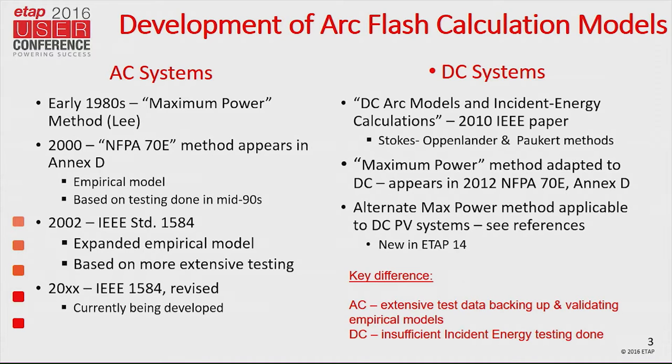What you can see from this, even with the high-level overview, is that with AC, we've had a long history of development. We've had a lot of testing that's gone behind it to help validate and develop these models that we've come up with. DC is the new kid on the block. Not a whole lot of detail there. Insufficient, at least up to this point, incident energy testing has been done.